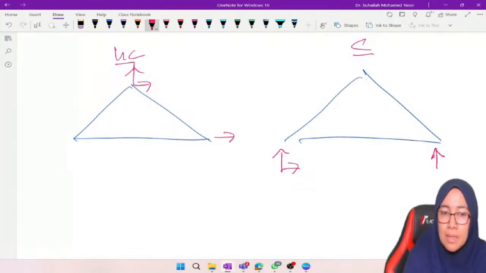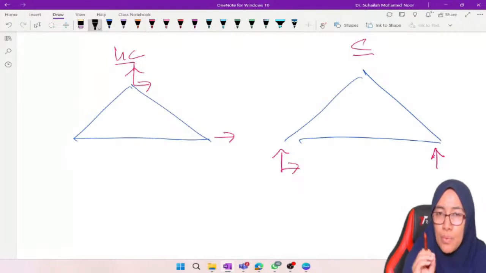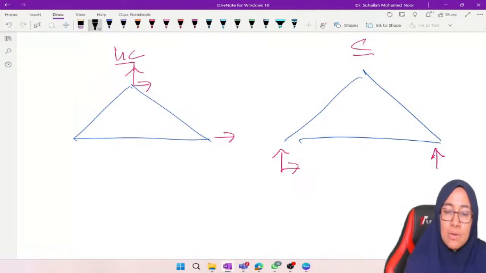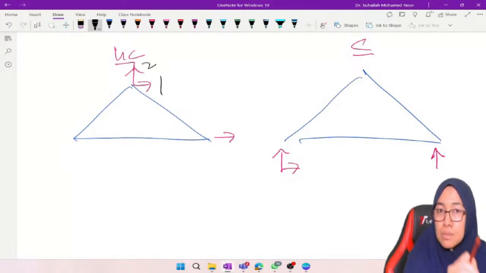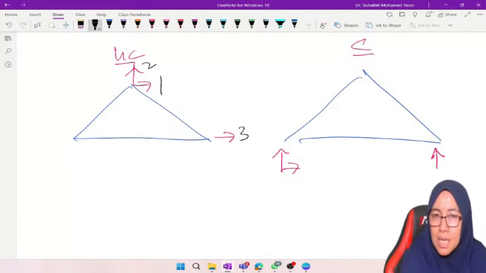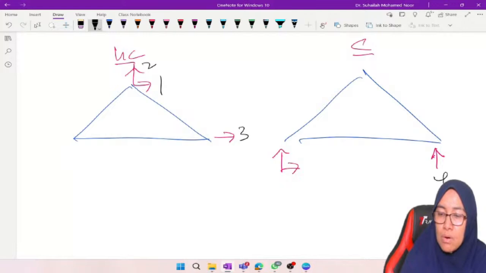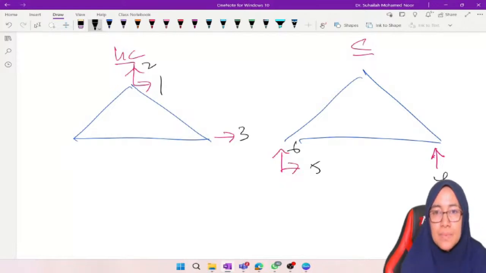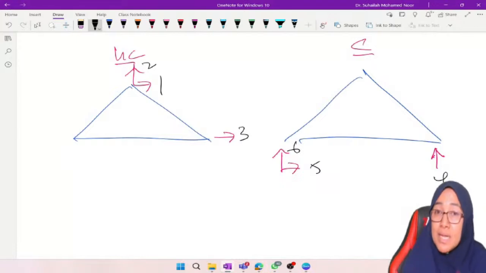Now we have to label. When we label, always remember, we label unconstrained first. So we label 1, 2, 3, meaning D1, D2, D3, Q1, Q2, Q3. Then followed by 4, 5, 6. What does it mean?